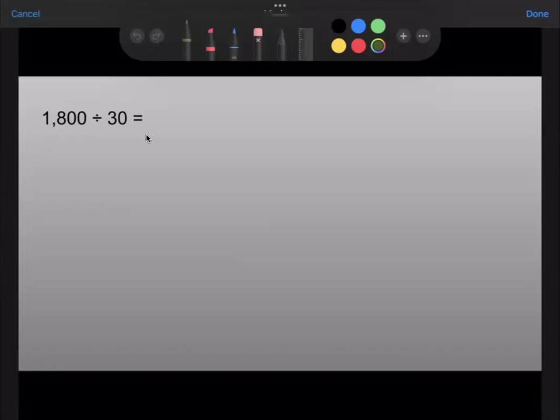Okay, here's our next one. We're going to take 1,800 and divide it by 30. So I'm going to go ahead and rewrite that down here. 1,800 divided by 30. Now, if both of your numbers end in zeros, you can actually cut some zeros off before you start dividing, as long as you cut the same amount of zeros off from both numbers.